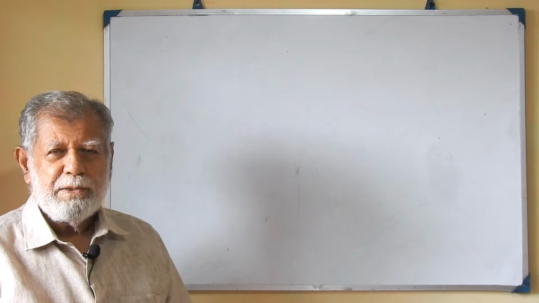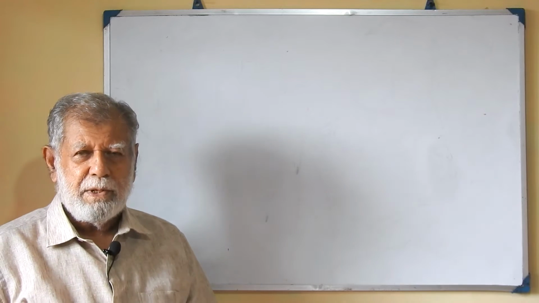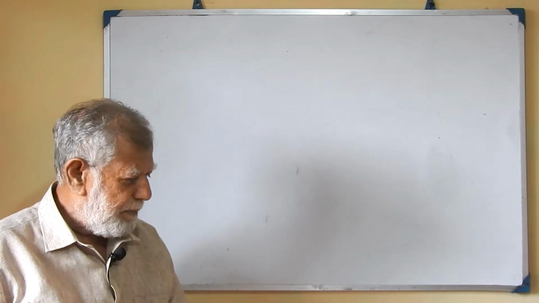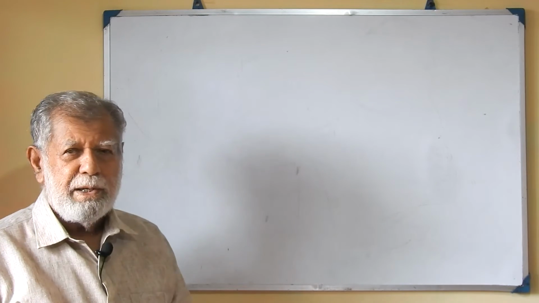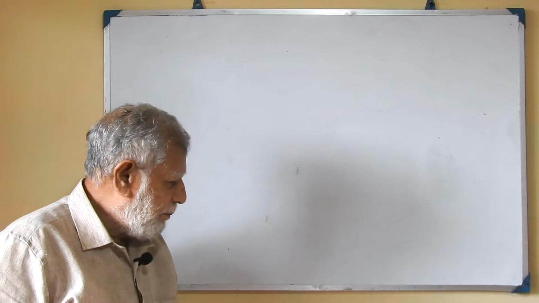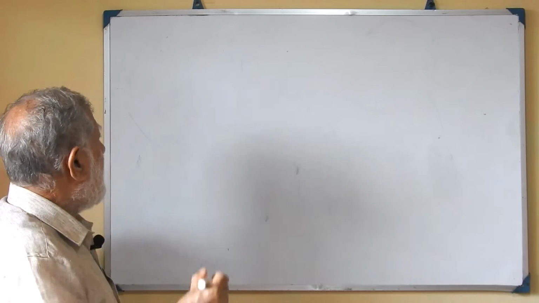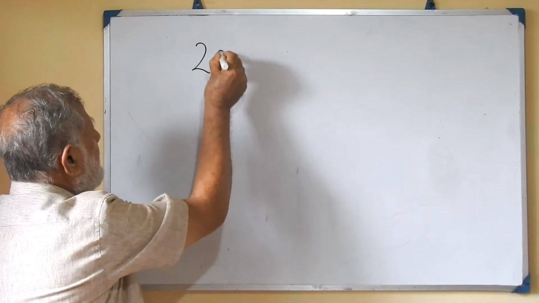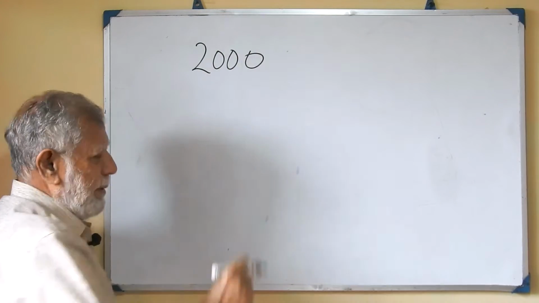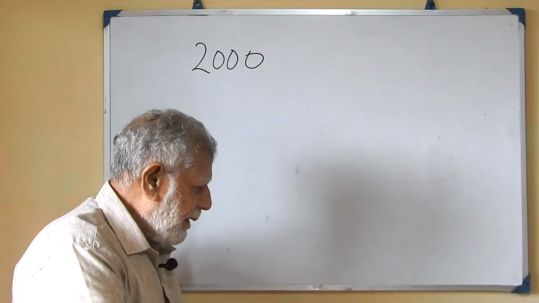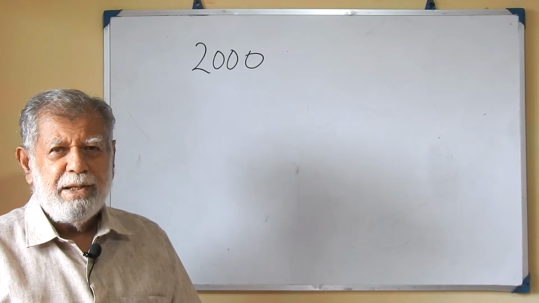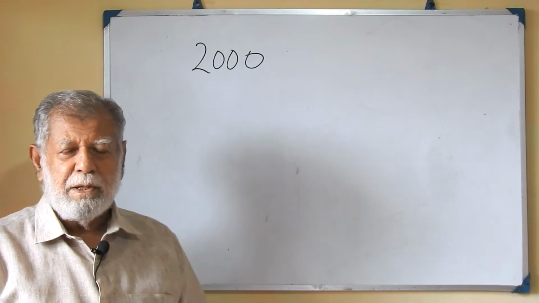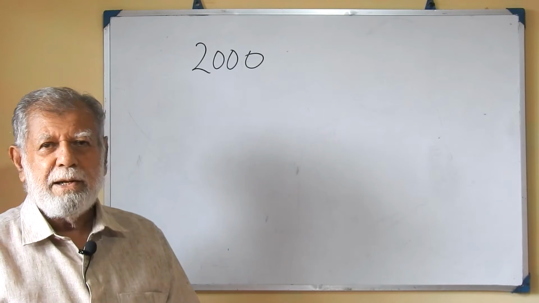Today what I want to do is start on scientific notation, or in some books they call it standard form. So for example, suppose we write a number, we'll say 2000. Now we have to write this. We can write this in scientific notation or in standard form.